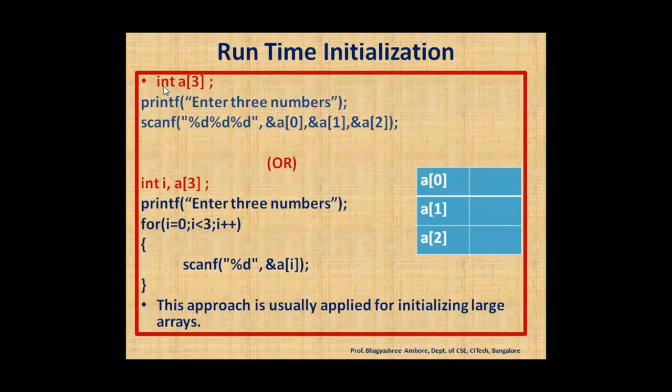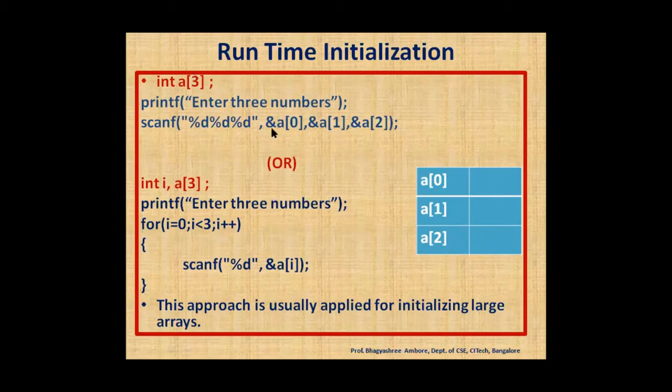In a runtime initialization, when I declare int a of 3, only declaration I have done. What will happen? 3 memory locations will be created, a of 0, a of 1, a of 2. Each will be of 2 bytes because it's an integer. It's blank. Nothing is there. Now, one way of filling these blocks, these values, is enter 3 numbers. Because I said here 3 numbers, so I'm asking here 3 numbers.